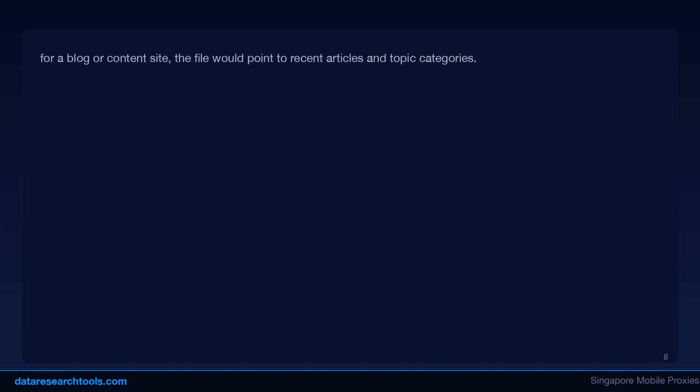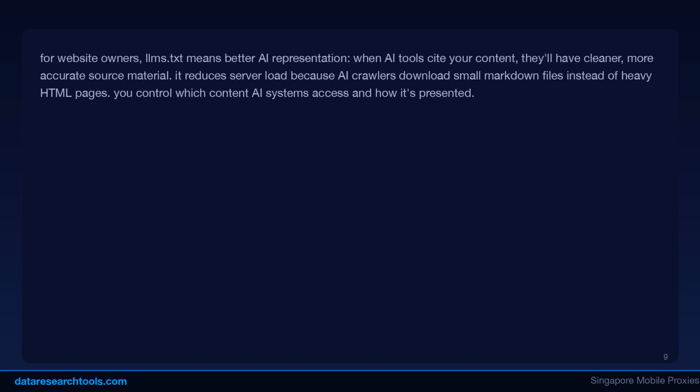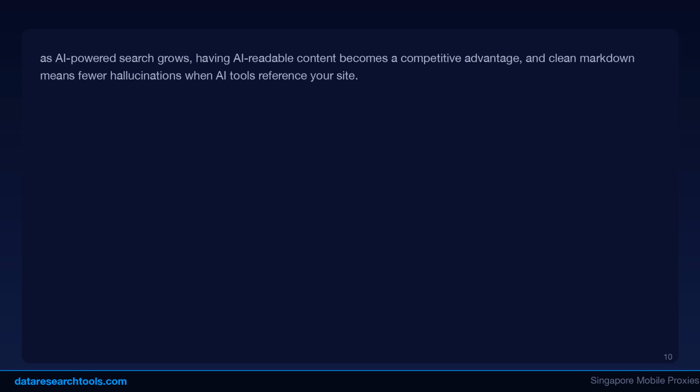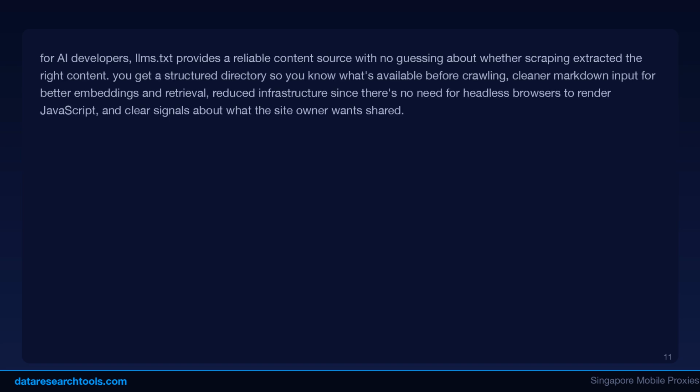For website owners, llms.txt means better AI representation. When AI tools cite your content, they'll have cleaner, more accurate source material. It reduces server load because AI crawlers download small markdown files instead of heavy HTML pages. You control which content AI systems access and how it's presented. As AI-powered search grows, having AI-readable content becomes a competitive advantage, and clean markdown means fewer hallucinations when AI tools reference your site. For AI developers, llms.txt provides a reliable content source with no guessing about whether scraping extracted the right content. You get a structured directory so you know what's available before crawling.